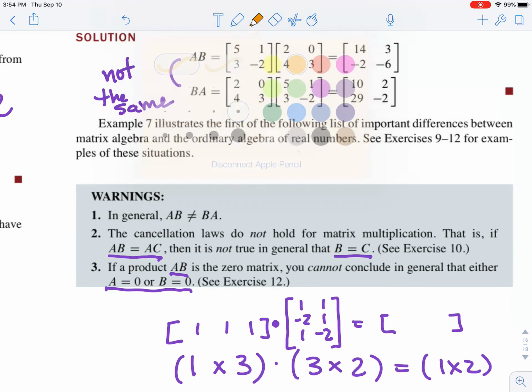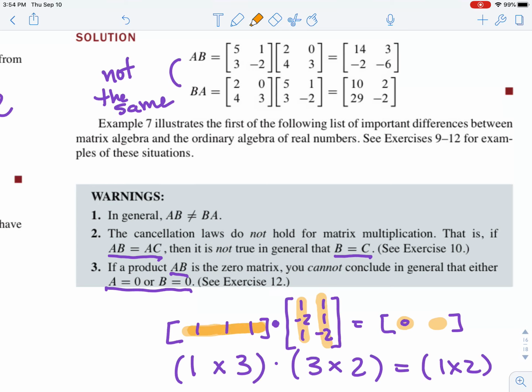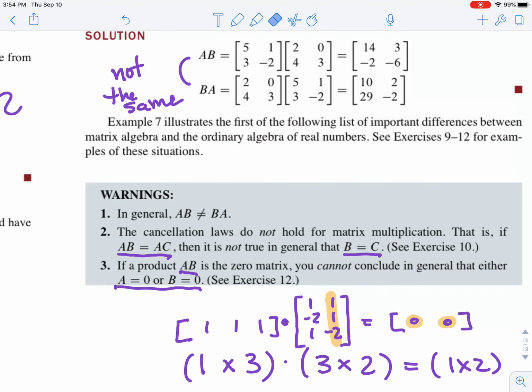But let's multiply them together. This is going to be pretty easy, because we only have 2 entries to work with. So that first entry is going to be this row times that column. 1 minus 2 plus 1, that's 0. Okay, 0. And now let's do the other entry. That other entry now is going to be that row times that column. Again, that's going to be 0. And so what did we see? We have the product of 2 matrices. Neither one of those is 0, but the product is 0.